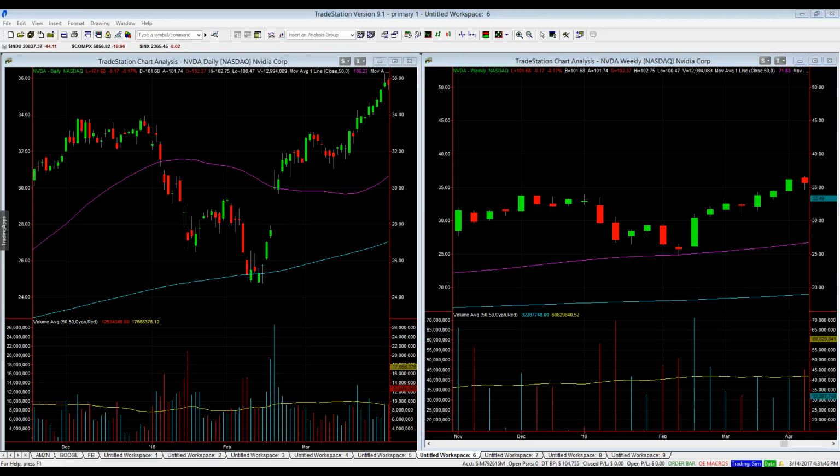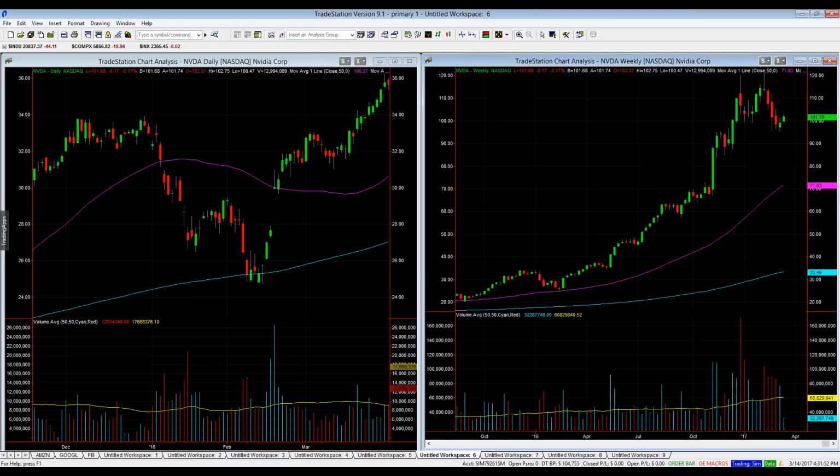So, some key takeaways from these examples. The first takeaway is that slope is important. The slope meaning the slope of the moving averages, be it the 50-day, 200-day, or 50-week, 200-week. Being below a 50-week and 200-week moving average that is downsloping is more bearish than being below a 50-week and 200-week moving average that is upsloping.